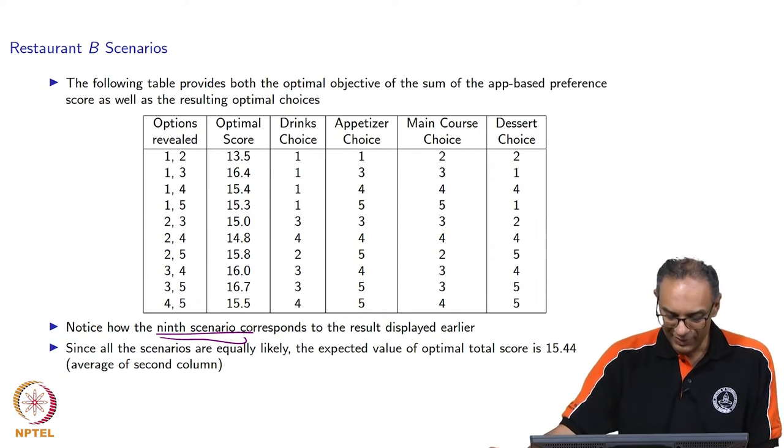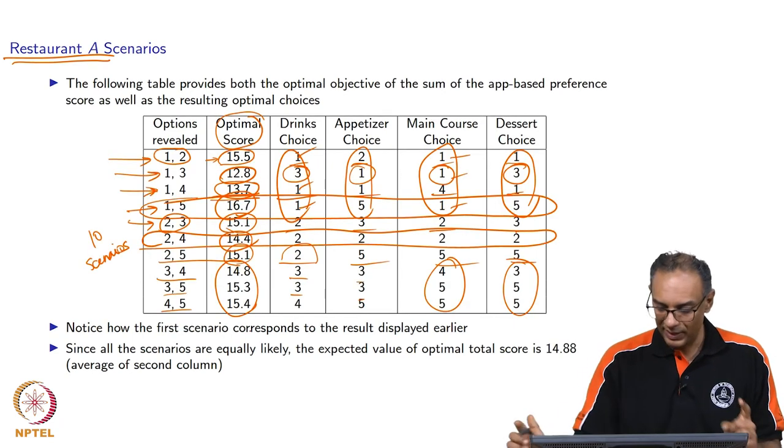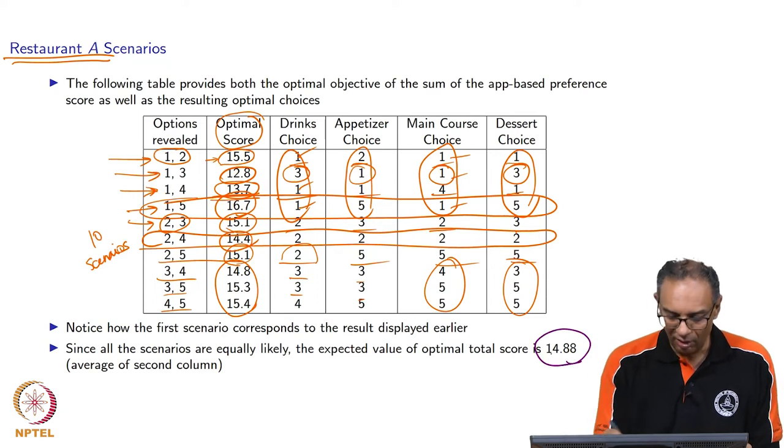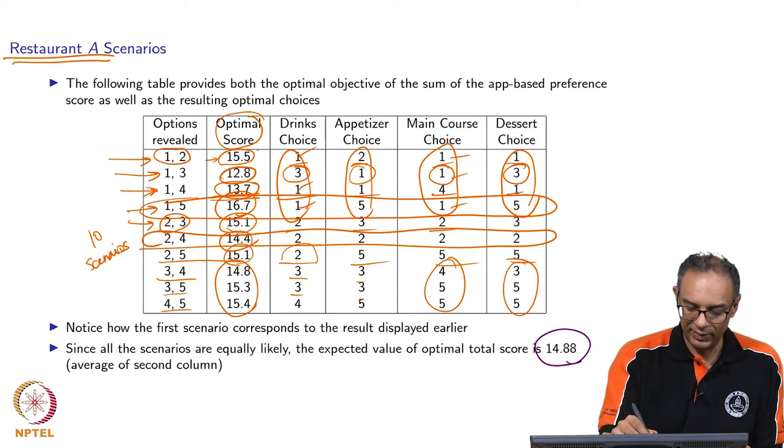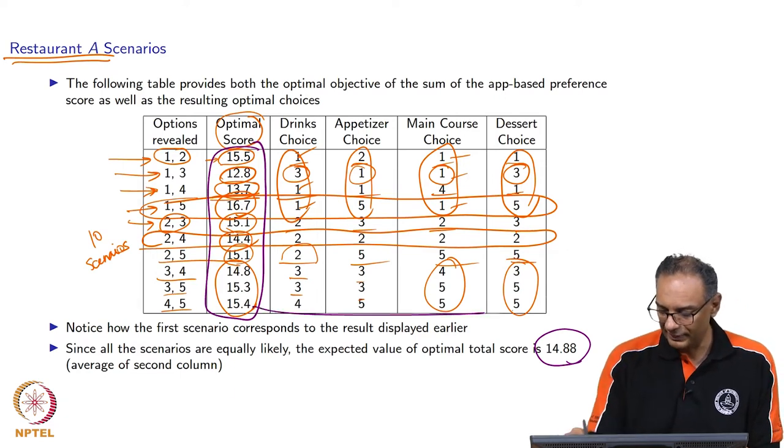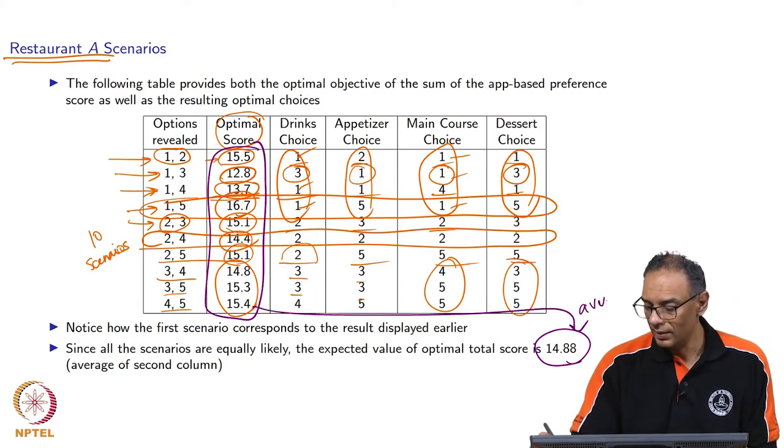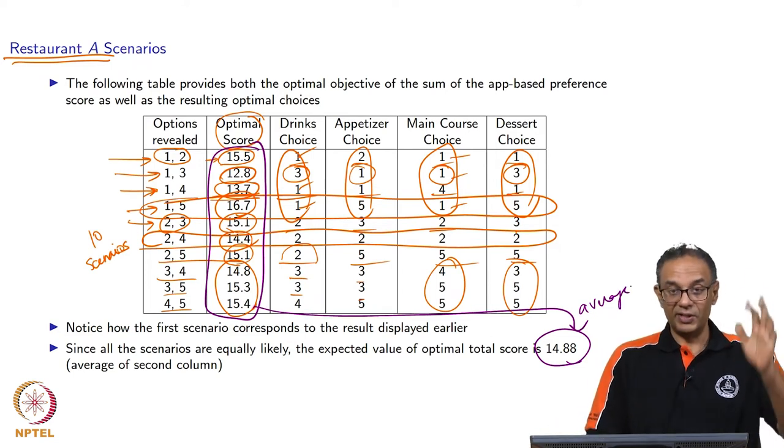And I do want to say one other thing I forgot in restaurant A. So if I took the average, now all these are equally likely, so you are equally likely to get any of these optimal scores, and then I take their average, their mean. Well, why do we take the average? That's because they're all equally likely. Each of them has a probability of 1/10.